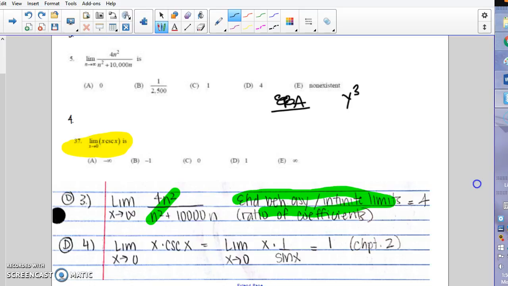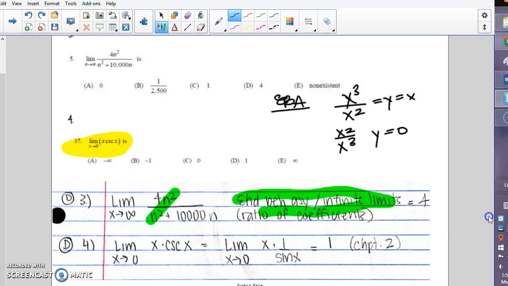If I had something like y equals x cubed over x squared, this would be a slant asymptote, and your end behavior would be at y equals x. You have to do the division. If I had this guy, it would be at y equals 0 because you have the bigger degree in the denominator. Number 4 is one that we had to memorize in chapter 2.